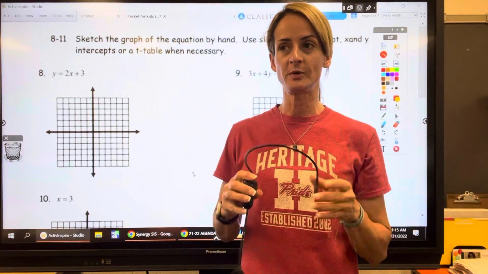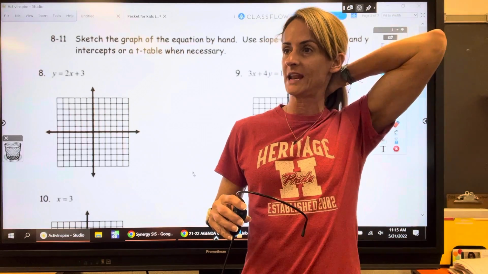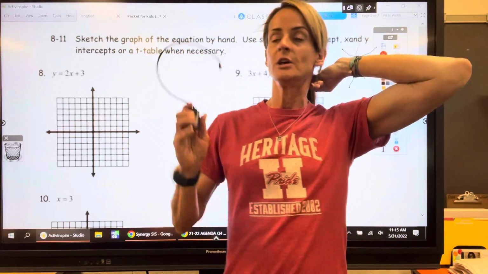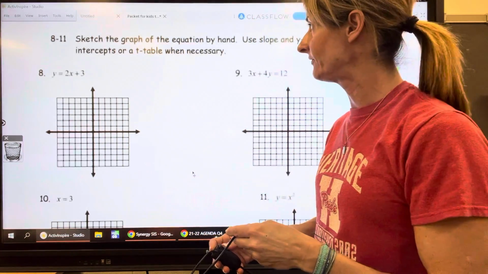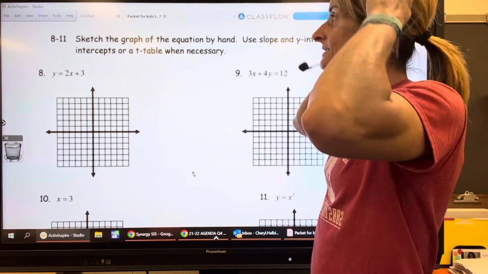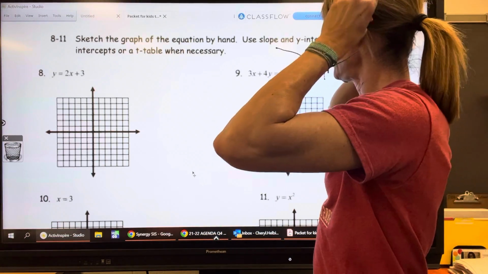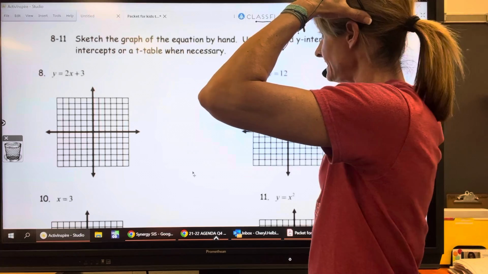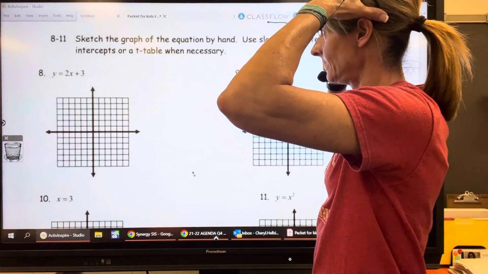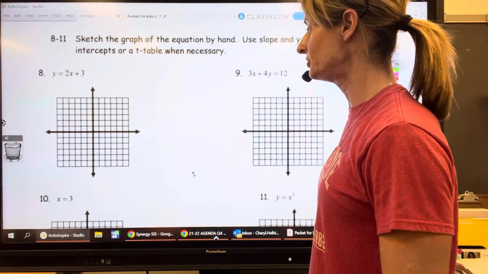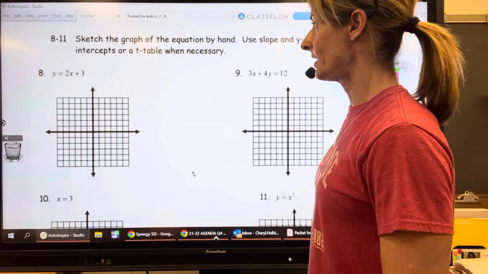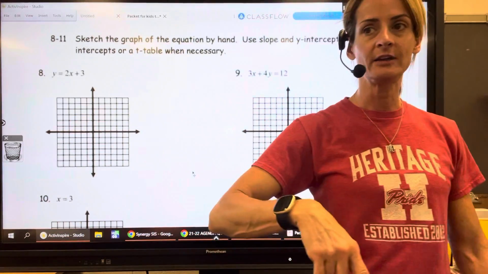We are finished with SOL review and SOLs, and now we are moving on to Algebra 1 review. Today we are going to graph 4 problems. We are going to sketch the graph of an equation by hand using slope, y-intercept, and x and y-intercepts, or an xy table. And we're going to do all 4 different types. So let's go ahead and start with number 8. Does everybody have a packet or a piece of graph paper?